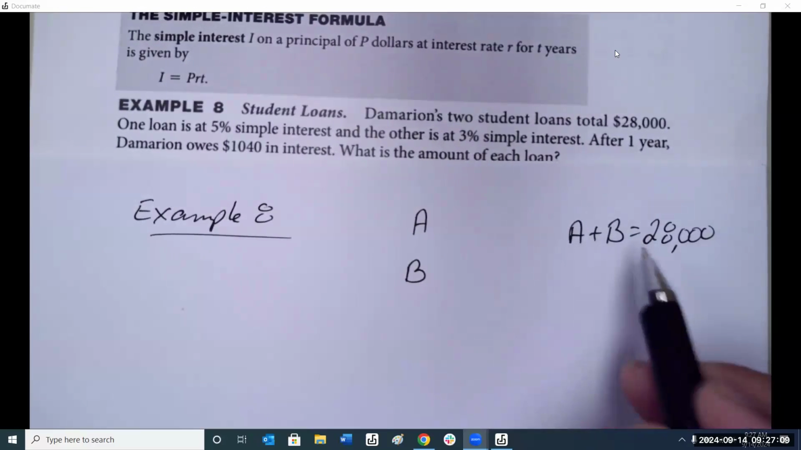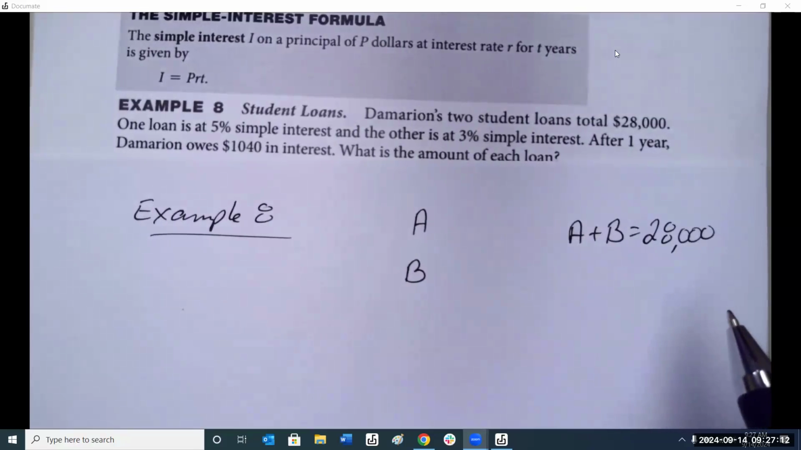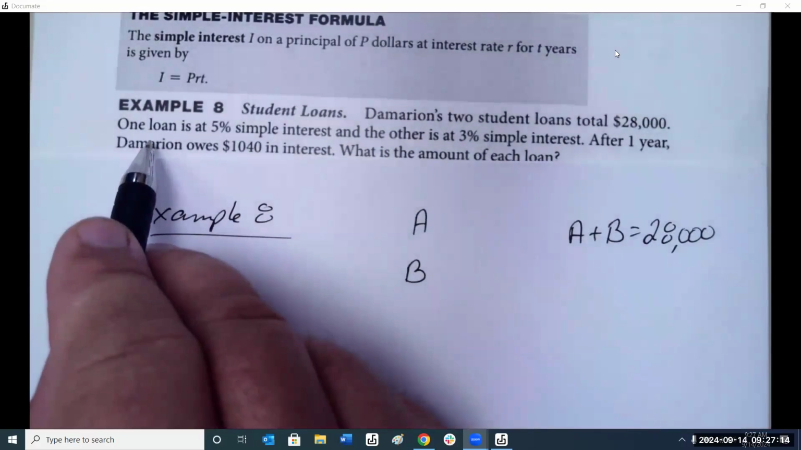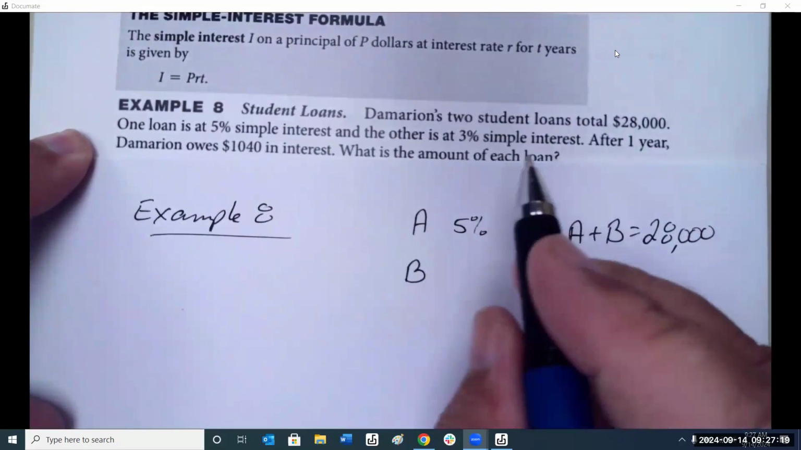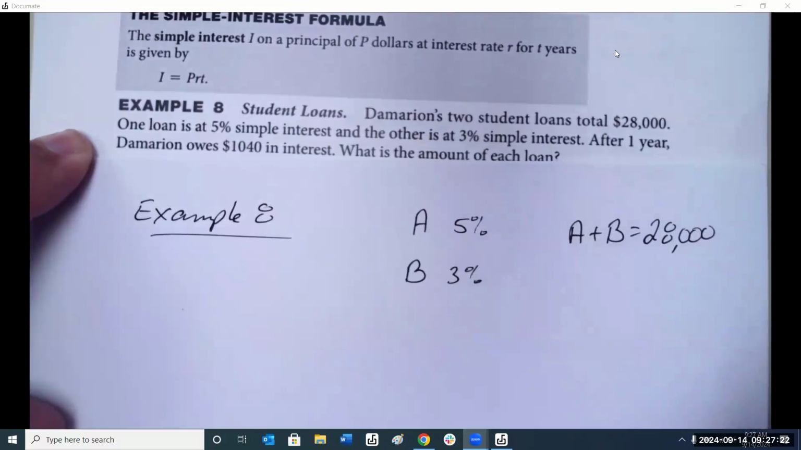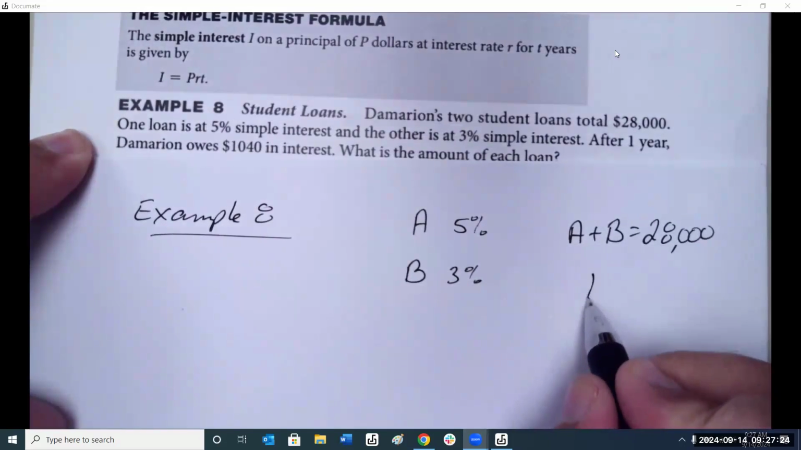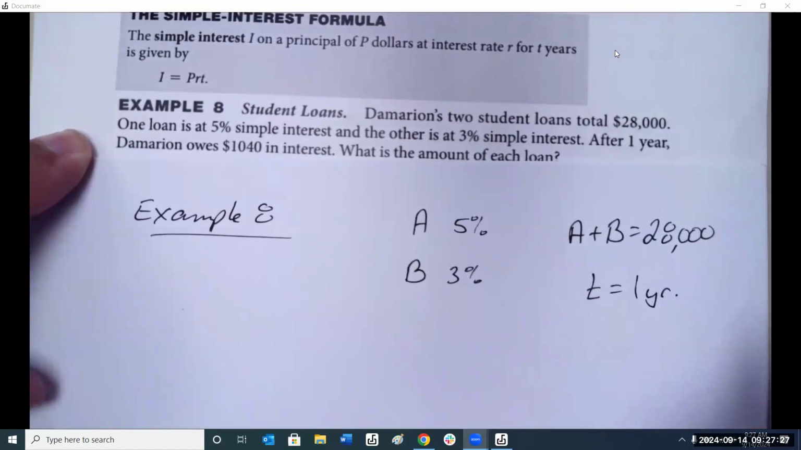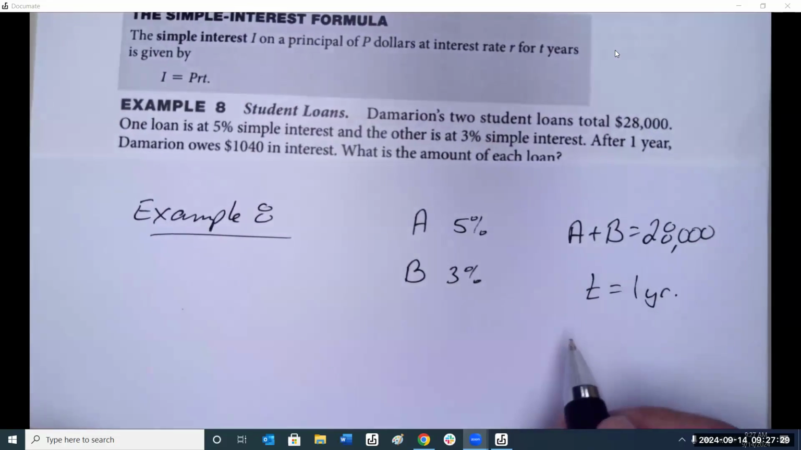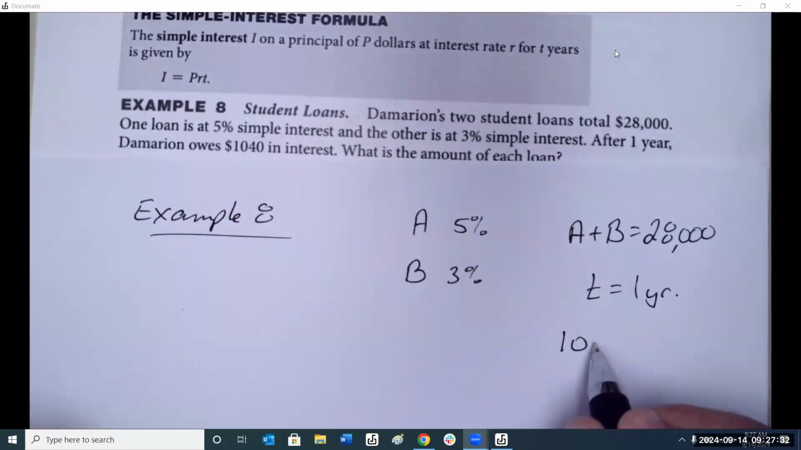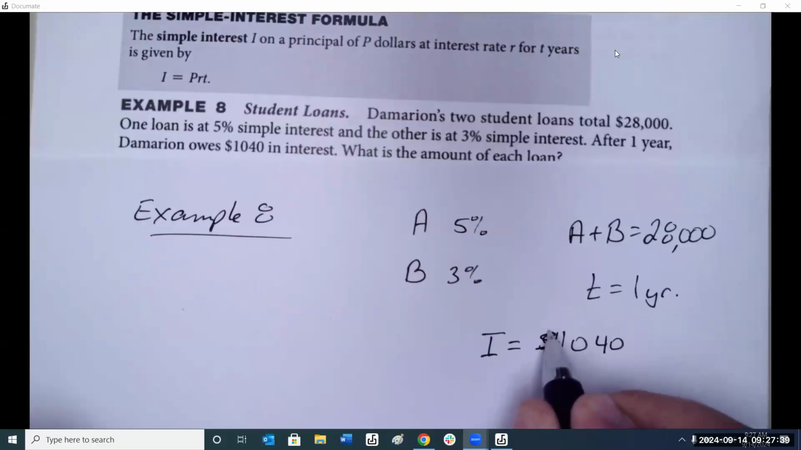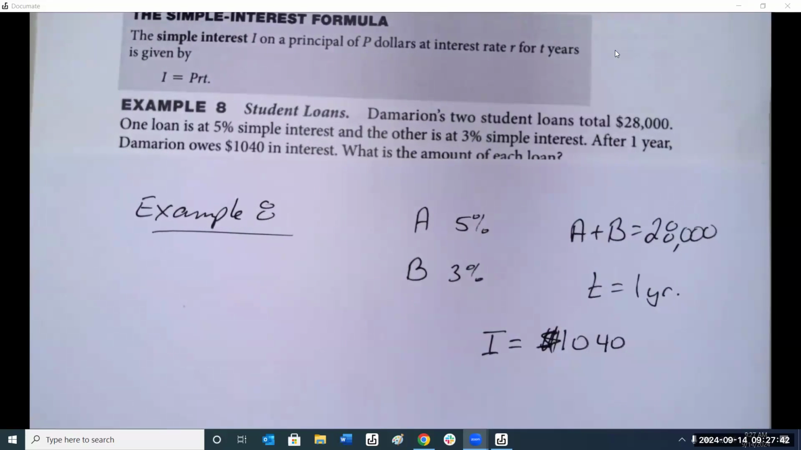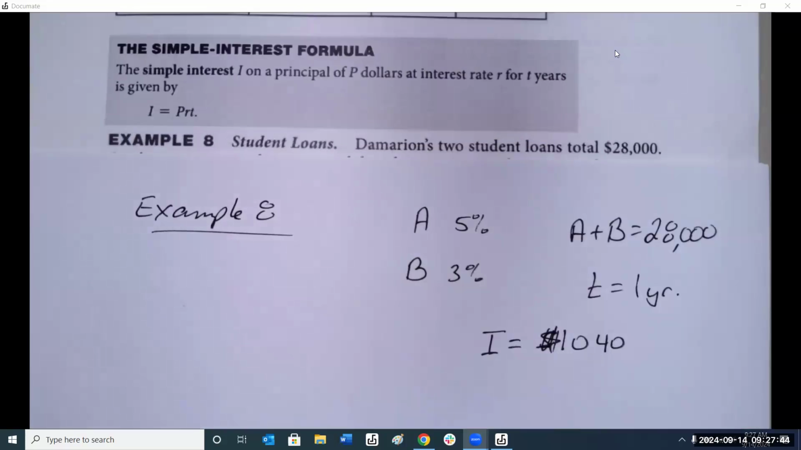So here's the equation with both. Now we've got to find out how they're related. One loan at 5%, let's say this one's at 5%, and the other at 3%. After 1 year, the time is 1 year, Demarion owes $1,040 in interest. So interest equals... what is the amount of each student loan?